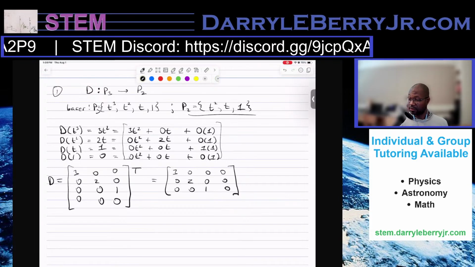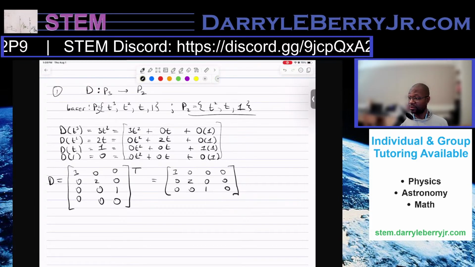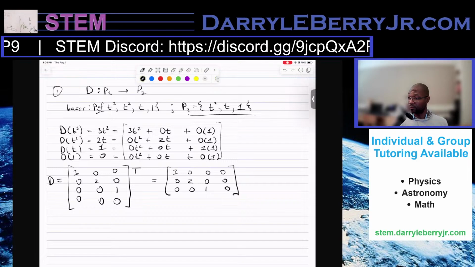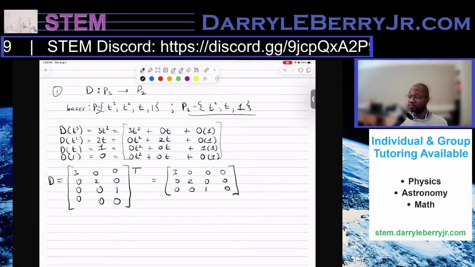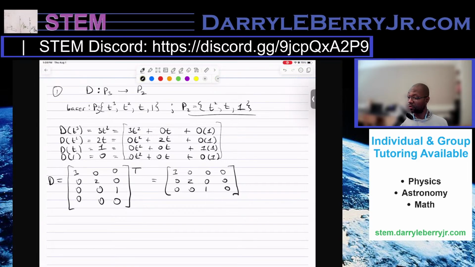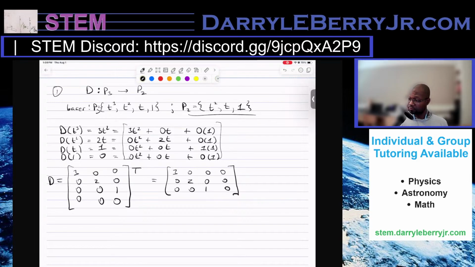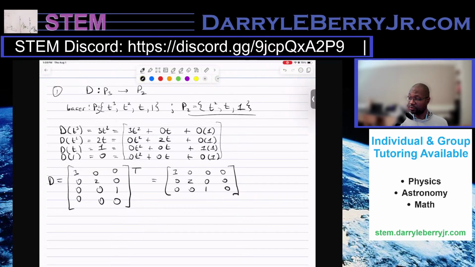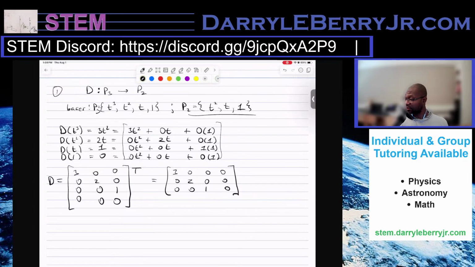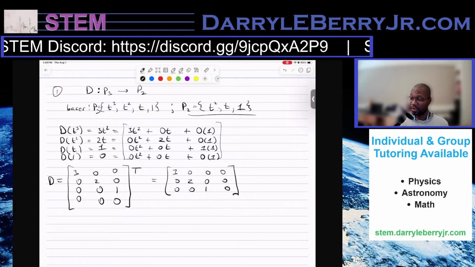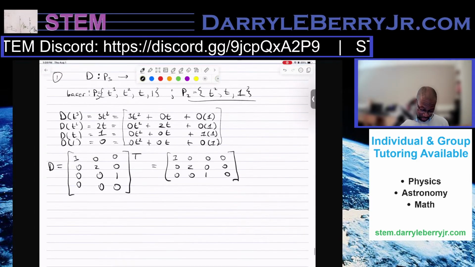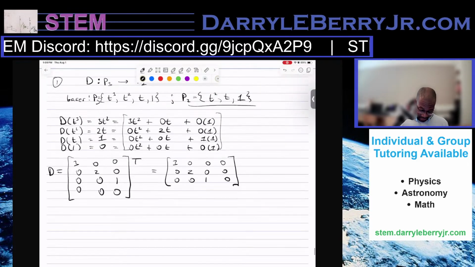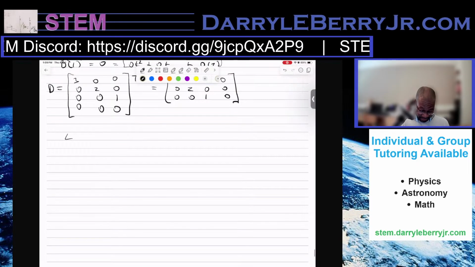And that's easy enough. So what we can do at this point, now that we have our matrix, the next thing we'll do is show that it's a linear transformation. So a linear transformation has these two properties.